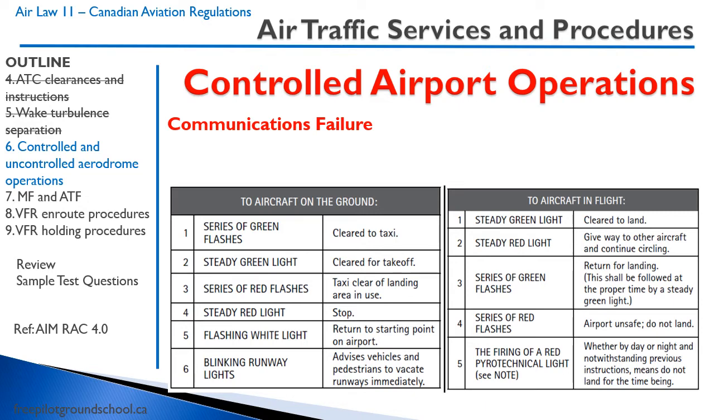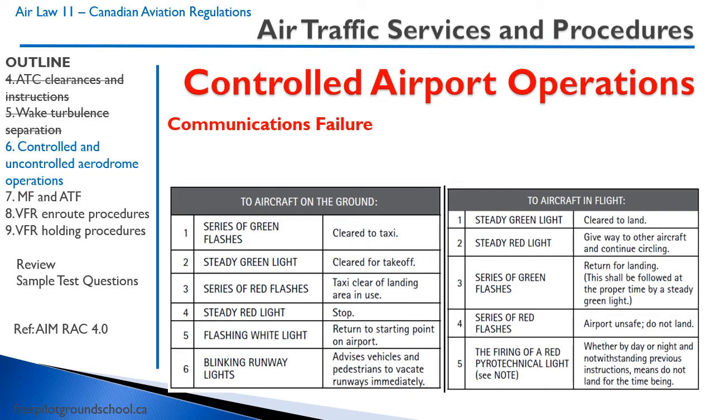So let's just talk about the worst thing, a flashing red light, and we're on the ground. That means taxi clear of landing area in use. That's bad. Like, get off the runway, hurry up. Now the next one up is a steady red light. Well, that means stop. So it's not quite as serious as a flashing red light. After that, we have flashing green lights. That would be clear for taxi. So it's kind of a step up. And then a steady green light is clear for takeoff.